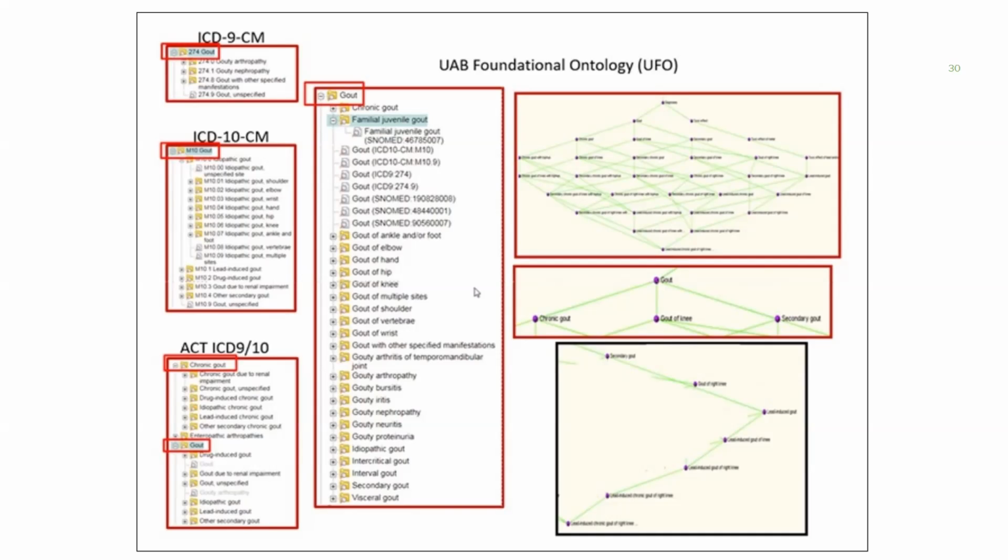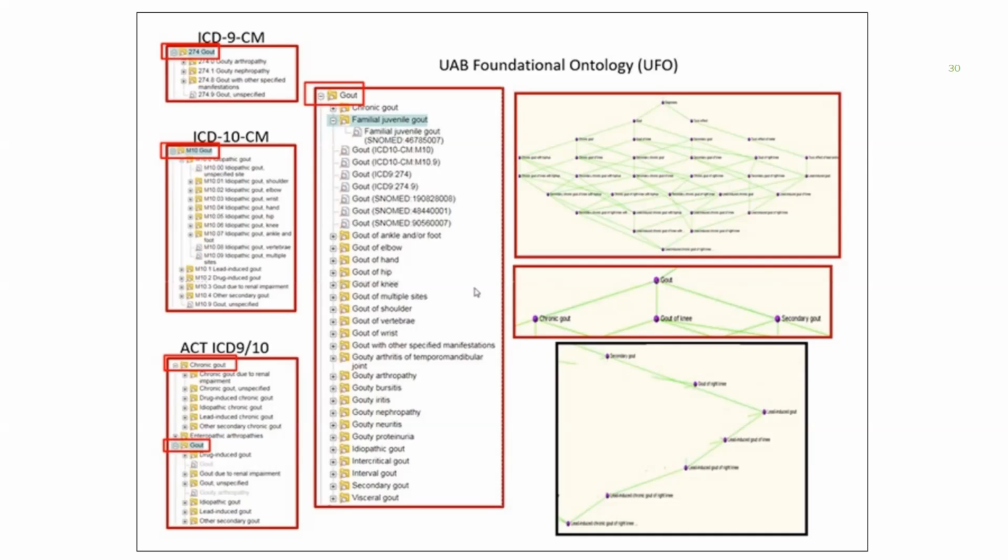If you see in that middle panel, you have gout, and then you have chronic gout, and gout of knee, and then you have secondary gout. So you can browse by the chronicity or the location or the etiology or cause. And then below that, you can see how you would browse down and get the more specific kind. So it improves the browsability of different things.